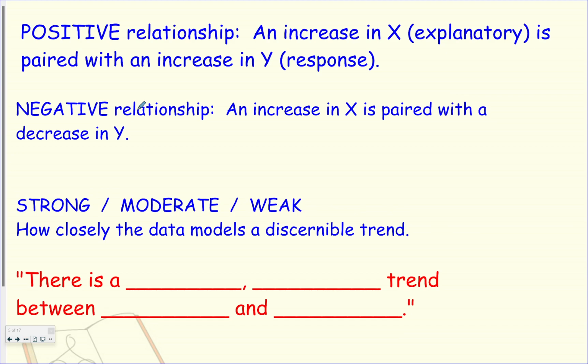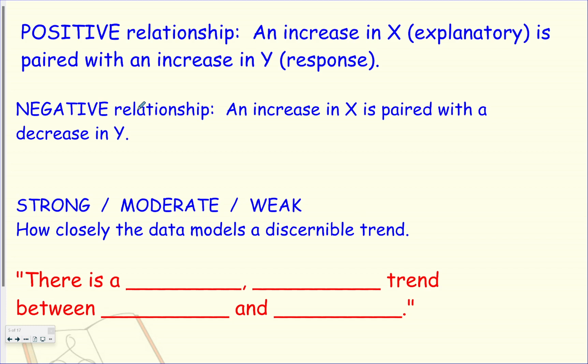And in a negative relationship, an increase in x is paired with a decrease in y, and vice versa. That means that they increase and decrease opposite one another. Now, we can usually tell that by looking at the graph, and we'll go back to that in a second, because we can kind of see how that positive and negative slope exists between the points.